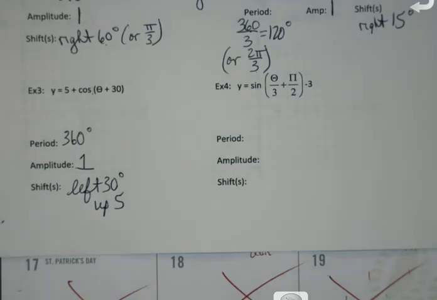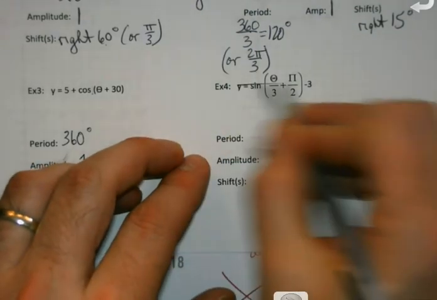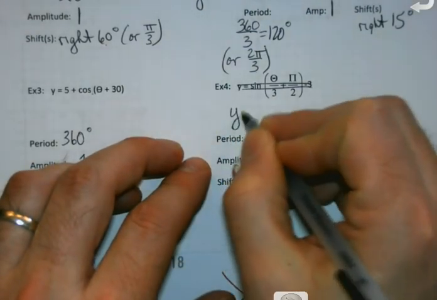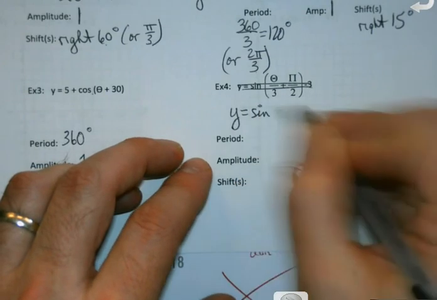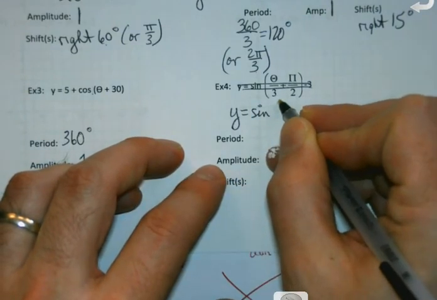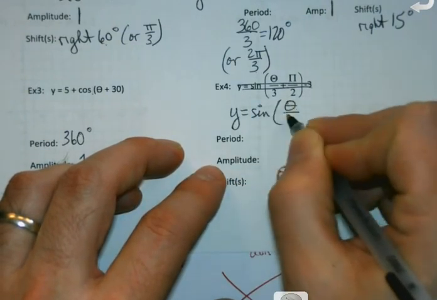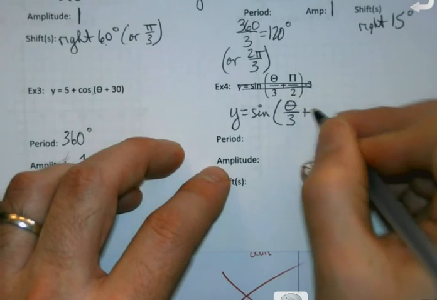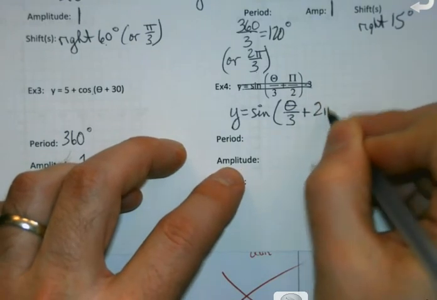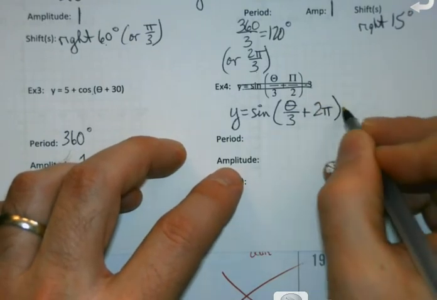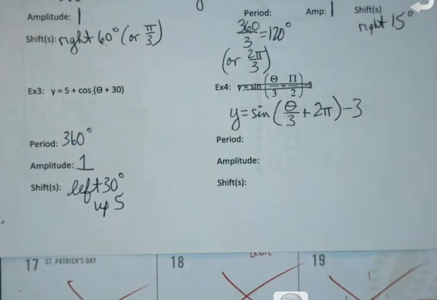I did make a boo-boo on example 4. I will admit it right now. I have to fix this. I'm going to cross this out and rewrite it. Well, there's actually one major thing wrong with it. This was supposed to be 2 pi, not pi over 2. That's going to change a lot of things. That's going to make life much easier here.